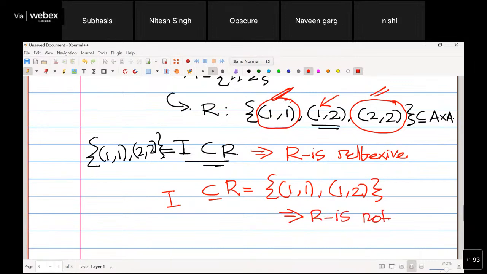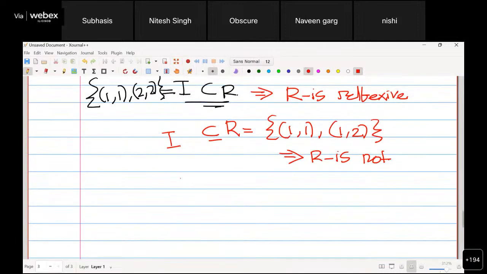Don't go for some extra thing. Just stick to the definition. It's asking whether R is a reflexive relation or not. So what do you need to check? You need to check whether R contains the identity relation or not. If R contains the identity relation, then you are done. You can blindly say that this is a reflexive relation. Yeah, please ask your question. Someone was asking something.